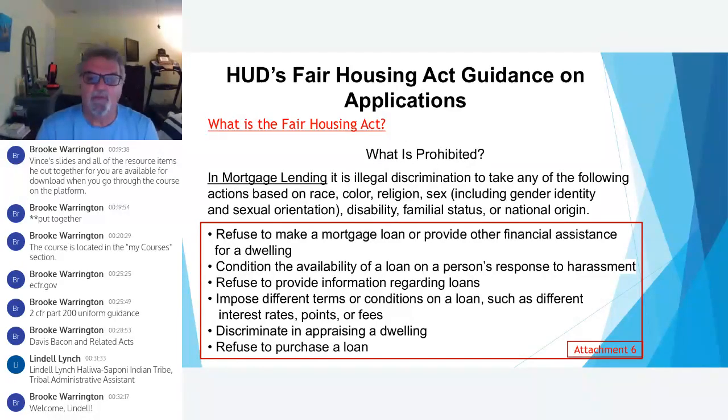Refuse to provide information regarding loans. Impose different terms or conditions on different people on loans, different interest rates, points, and fees that are not calculated or methodically presented. Discriminate in appraising a dwelling and refusing to purchase loans. That's attachment 6 as well.